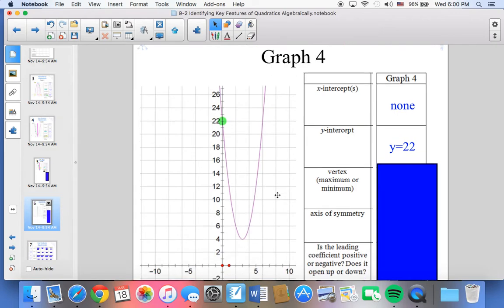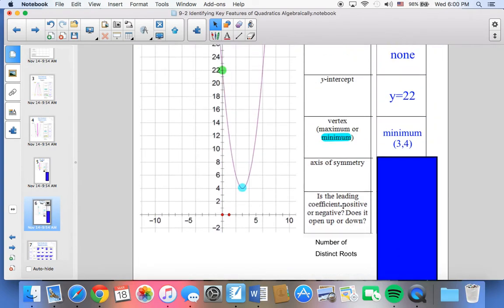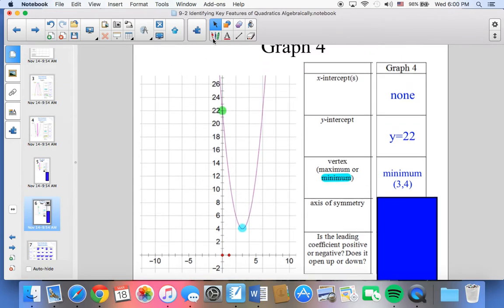Okay, is my vertex a maximum or a minimum? Well, this vertex is the lowest point, so it is a minimum. And then we just need to get the ordered pair for that. It is (3, 4). Okay. My axis of symmetry, what is the line that cuts this parabola in half? It's right here. Okay. That is x equals 3.